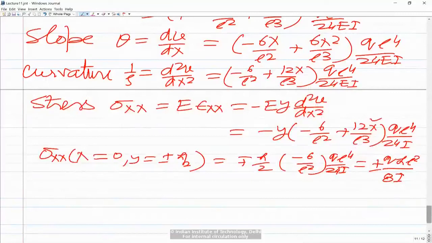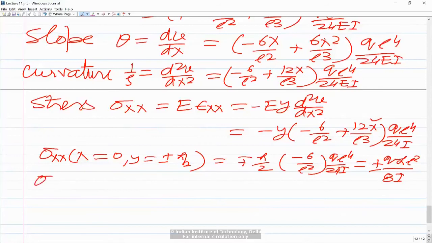But because of symmetry, we have discretized the beam into only two elements, and therefore, this stress at the end of, say, the first element is the same as the stress at the start of the second element. But that's only for this case. In general, it doesn't happen. There would be some discontinuity, and the discontinuity will be reduced when you increase the number of elements.